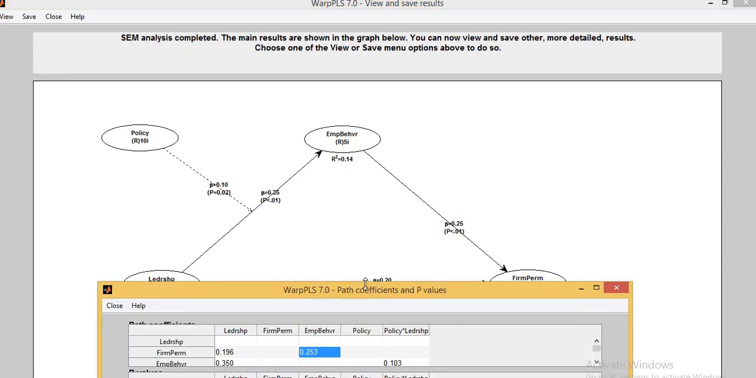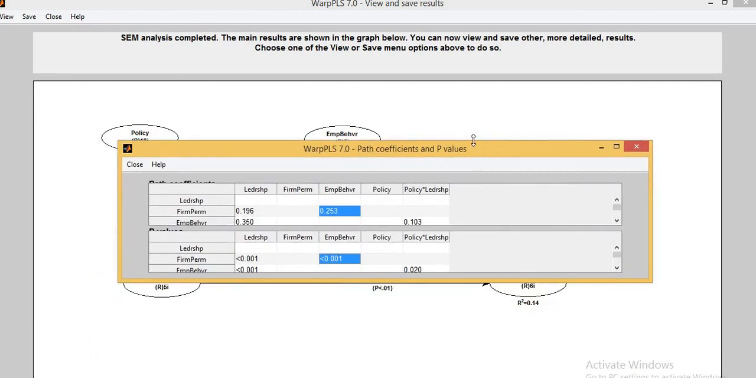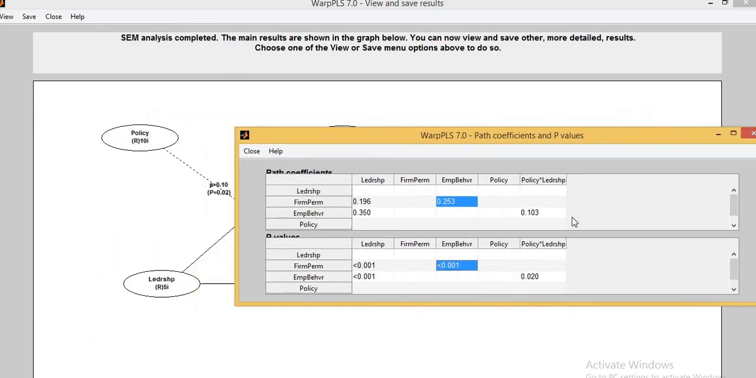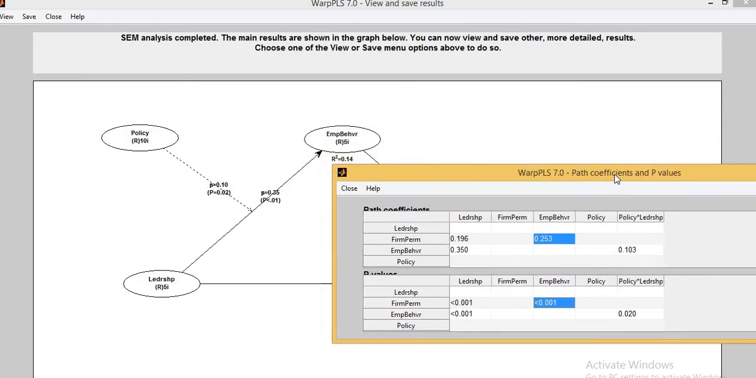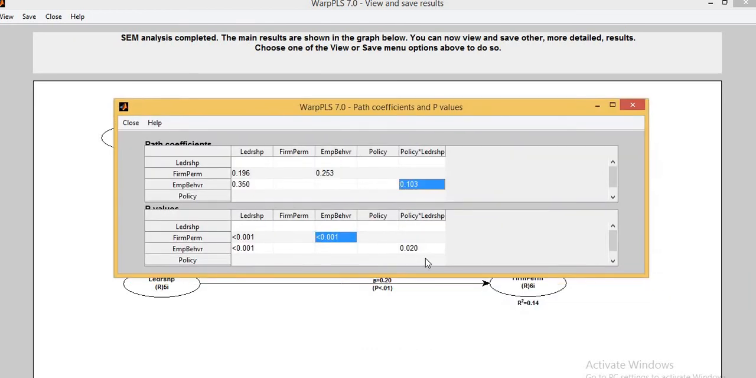And then there is a moderated impact of the policy, the interaction effect of the policy and the leadership on employee behavior. The interaction impact of policy and leadership on employee behavior, this is its beta value and this is its p value. It is significant at 95% confidence interval, but all the other variables have been accepted at 100% confidence interval. So these are the direct paths.